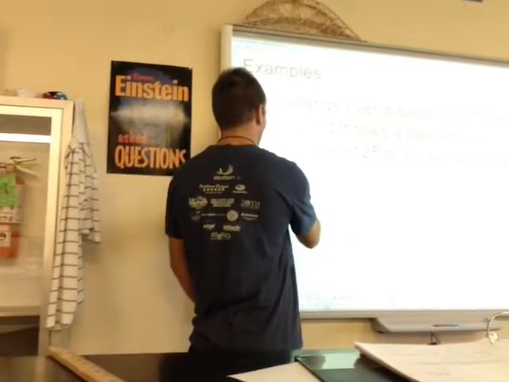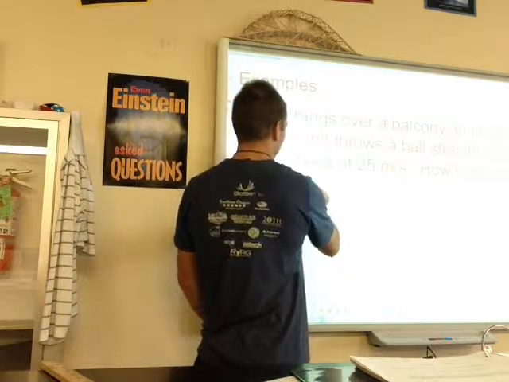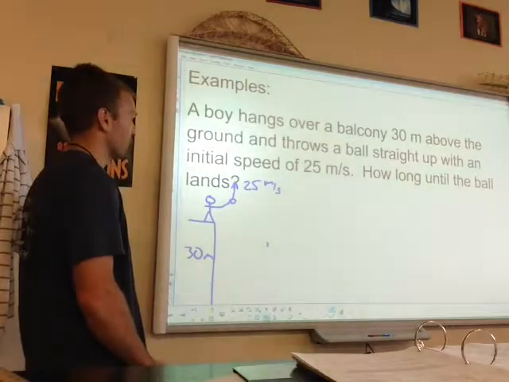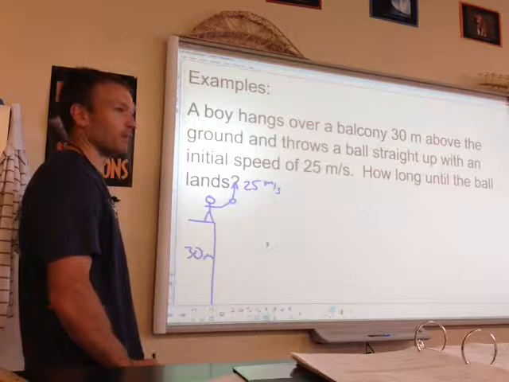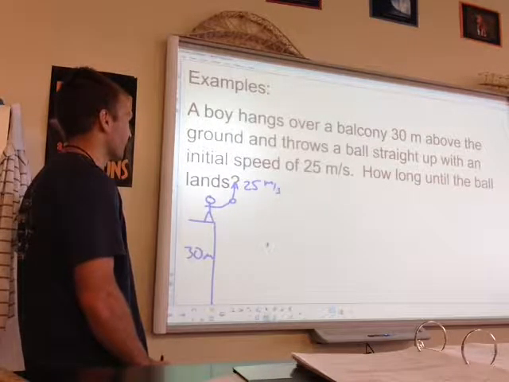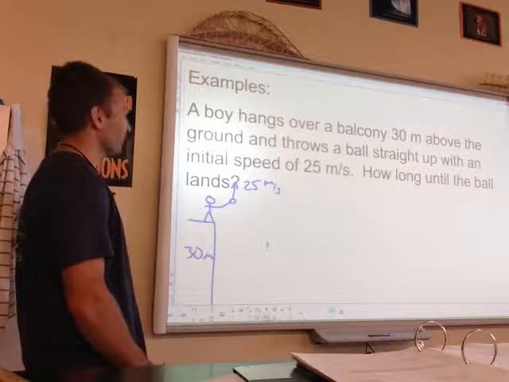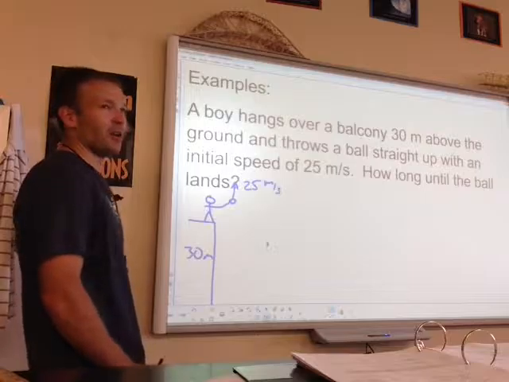And the boy throws the ball up at a speed of 25 meters per second. 50 miles an hour. It's a pretty good throw. How long until the ball lands?